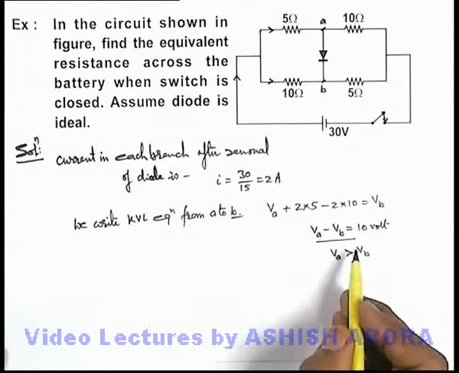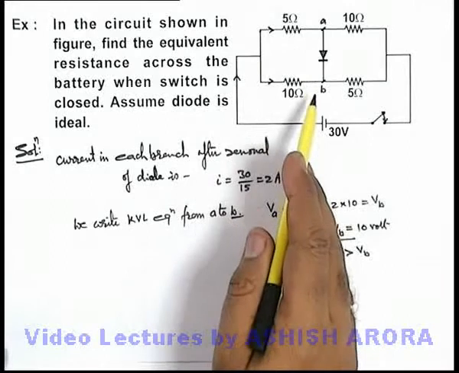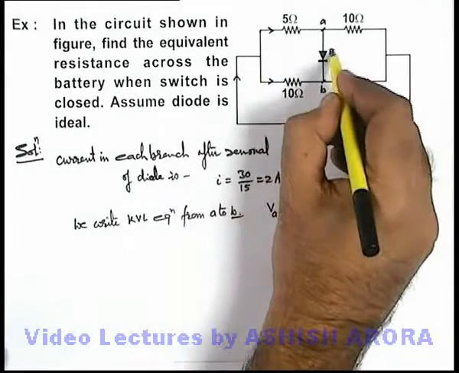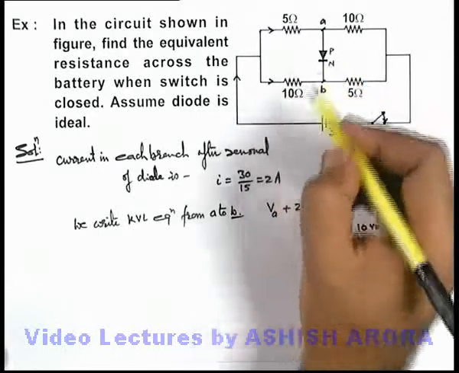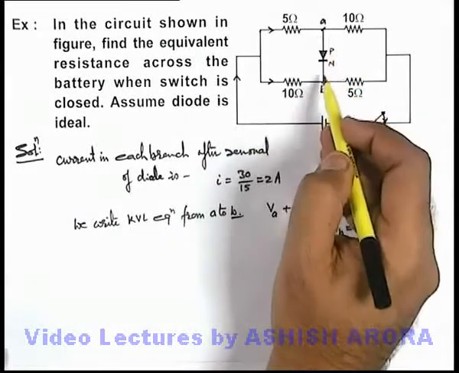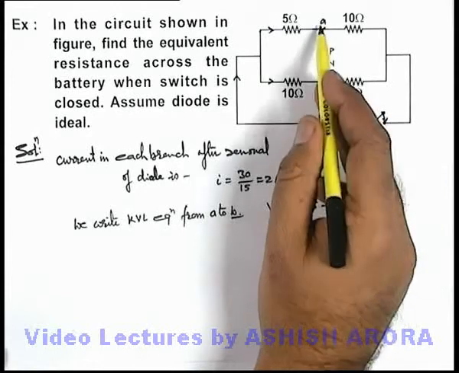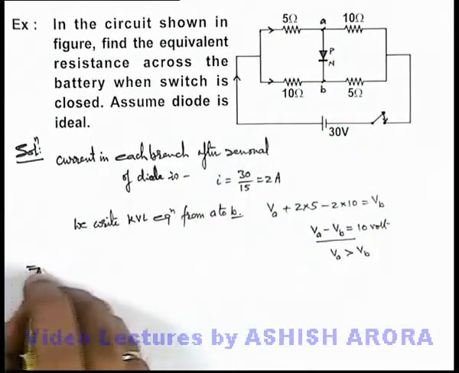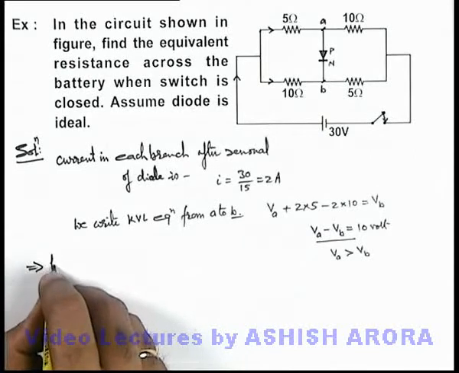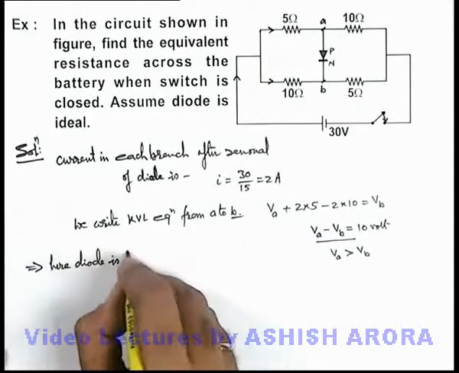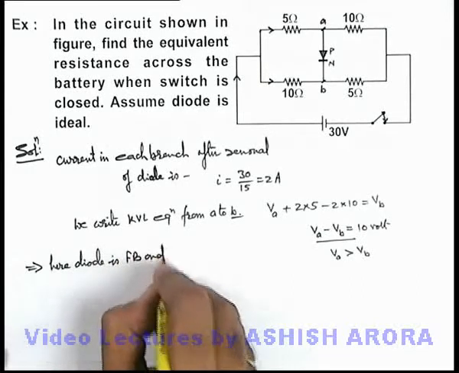And here you can see if VA is more than VB, the diode will be forward biased, because this is the P side of the junction and this is the N side of the junction. And if on the P side the potential is higher than that on the N side, in an ideal diode, it can be considered as forward biased. So here the diode is forward biased.